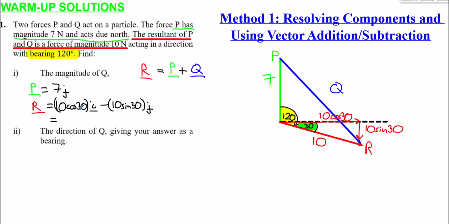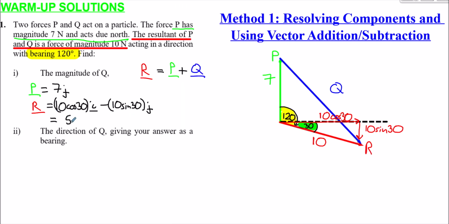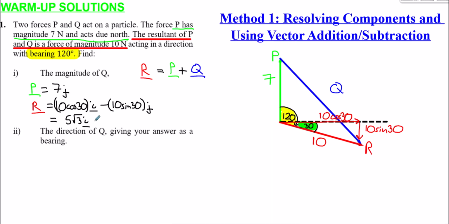Now this can be simplified because cosine and sine of 30 are exact values. Feel free to use a calculator regardless. So 10 cosine 30 gives 5 root 3, so that's 5 root 3 i. And then sine 30 is going to be 0.5. Again though, feel free to be my guest. Use this on a calculator. 10 sine 30 gives you 5. So that's then minus 5j.